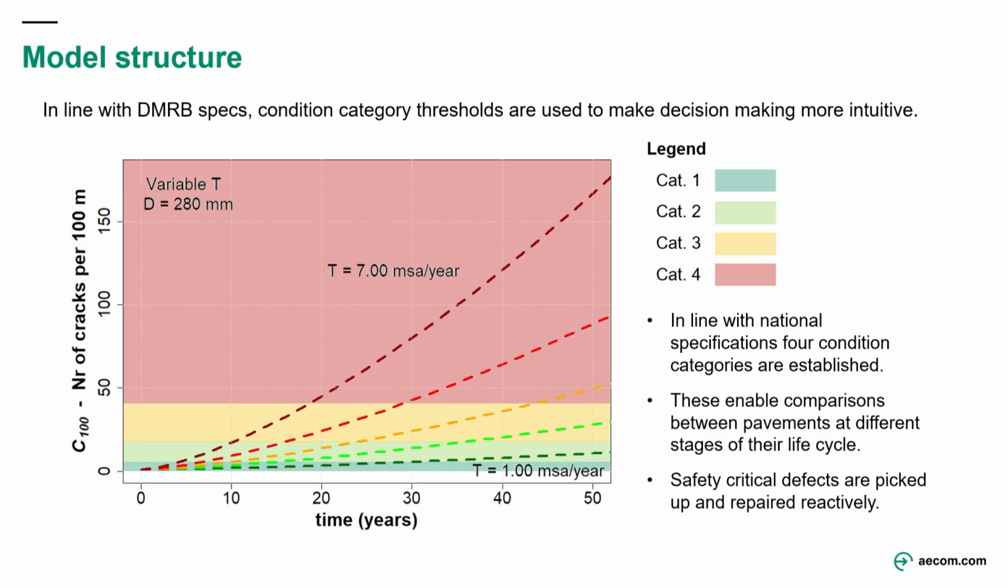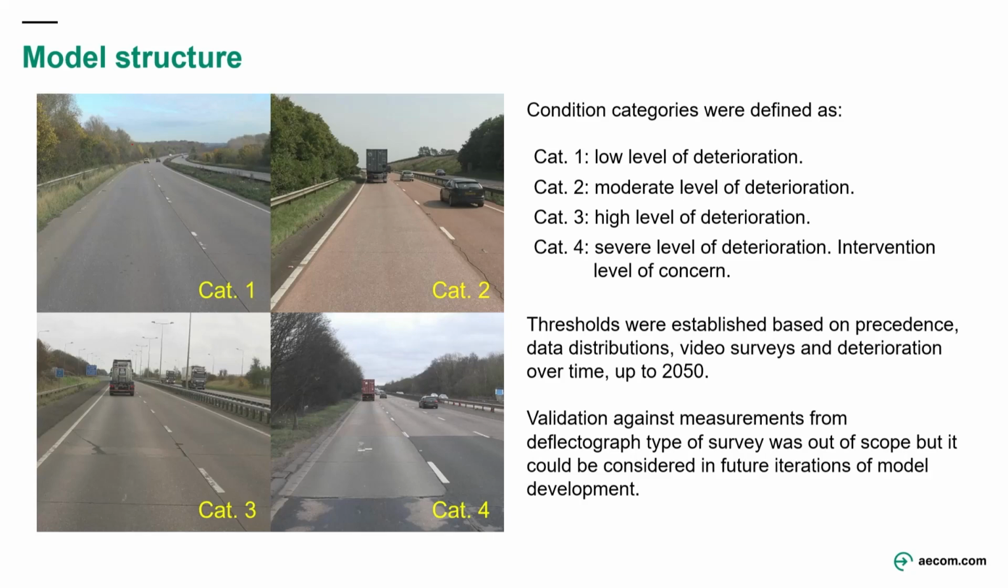And similarly, there are different types of equations for bound and unbound foundation. This is to take into account the fact that the lower part of the structure of the pavement sometimes has effects also on the overall structural behavior. The condition categories are defined as such. Again, it's very much in line with the DMRB guidance. So with category 1 that corresponds to a low level of degradation, and category 4 that corresponds to a severe level of degradation. And thresholds were established based on a few criteria.